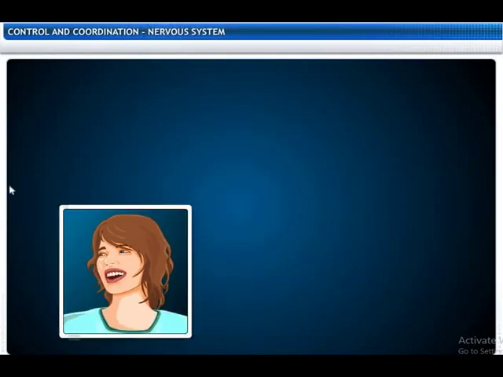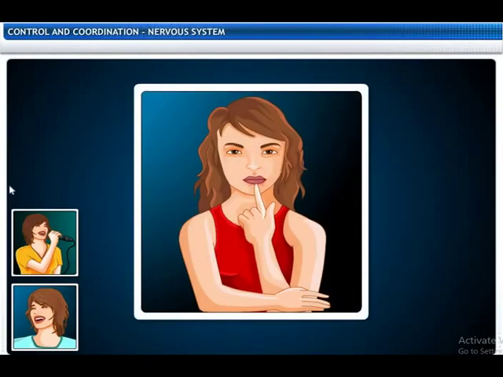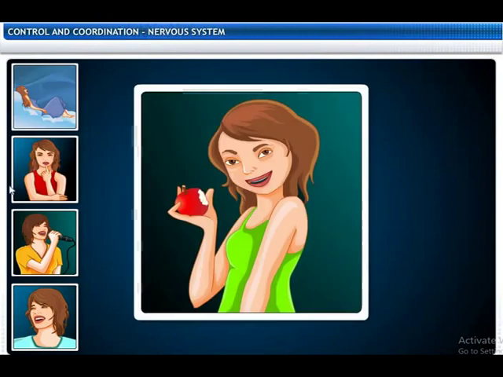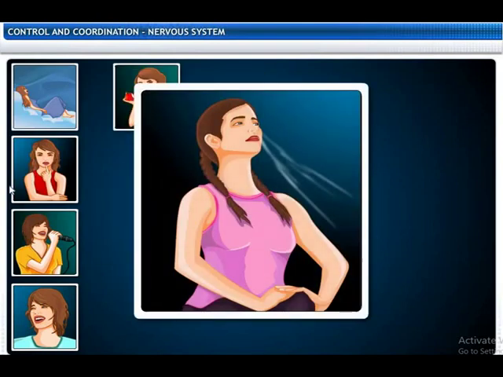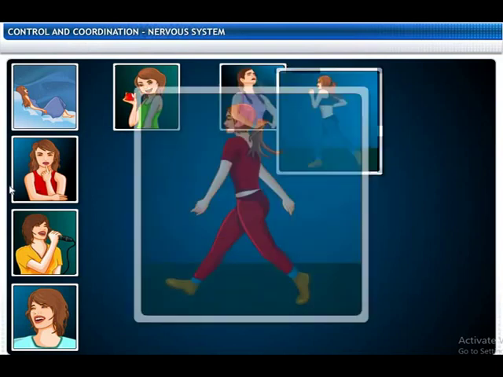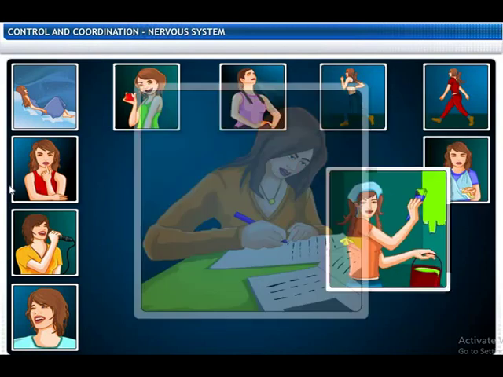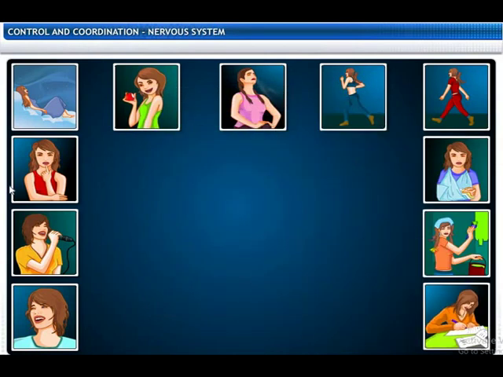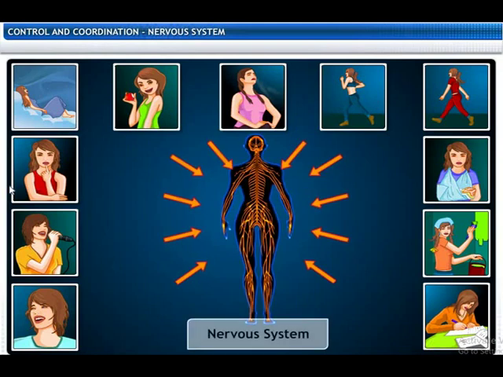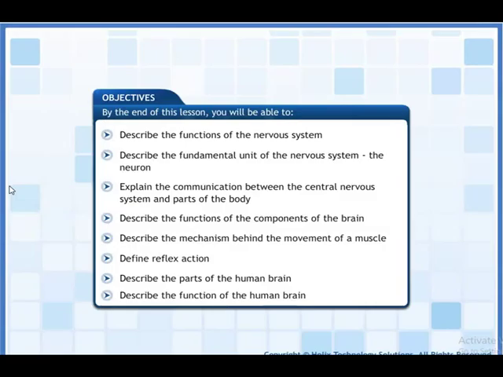Laughing, singing, thinking, dreaming, tasting, breathing, running, moving, feeling pain, painting, writing. We cannot do any of these things without our body's nervous system. In this lesson, you will learn about the nervous system and its components, reflex action, and the structure of the human brain.